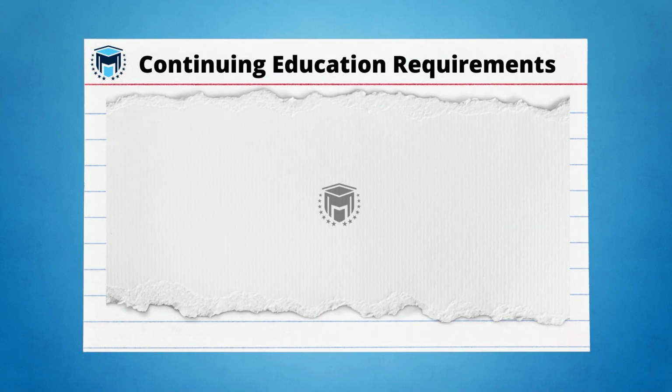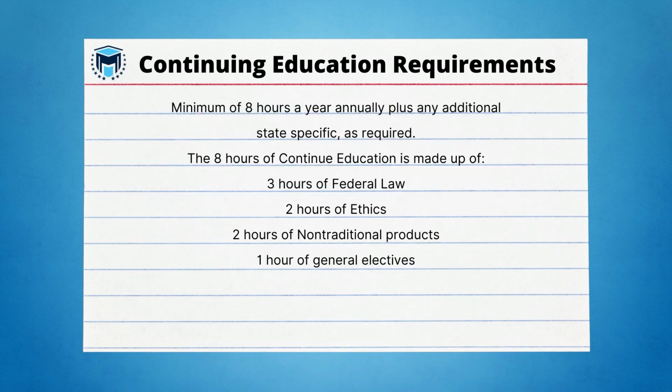Continuing education requirements. Minimum of 8 hours a year annually, plus any additional state-specific as required. The 8 hours of continuing education is made up of 3 hours of federal law, 2 hours of ethics, 2 hours of non-traditional products, and 1 hour of general electives.